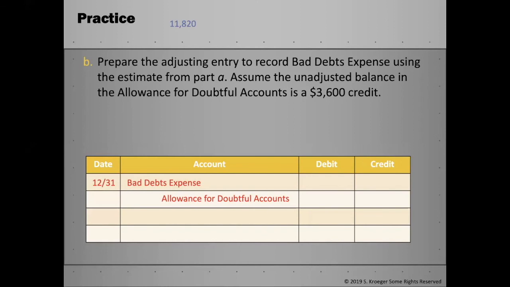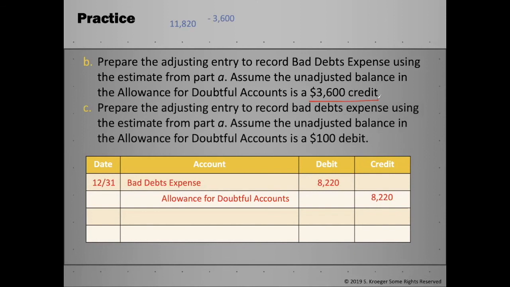The harder part is coming up with the amount. Remember, we're not just journalizing the $11,820. We need to look at the balance in the account, which is a $3,600 credit. Remember, when there's a credit balance, we subtract. We'll take $11,820 minus the $3,600. The amount we get is $8,220. That's the amount we journalize.